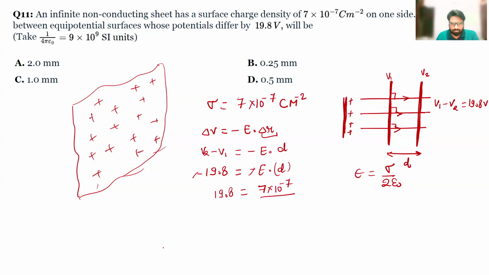Epsilon naught is what? Epsilon naught is the permittivity of free space, which has a value of 8.85 into 10 raised to the power minus 12, and into 2 because it is 2 epsilon naught. Multiply by d. So when you calculate the sum of these distances, you will have a value of 0.5 mm. So option D is the correct option.